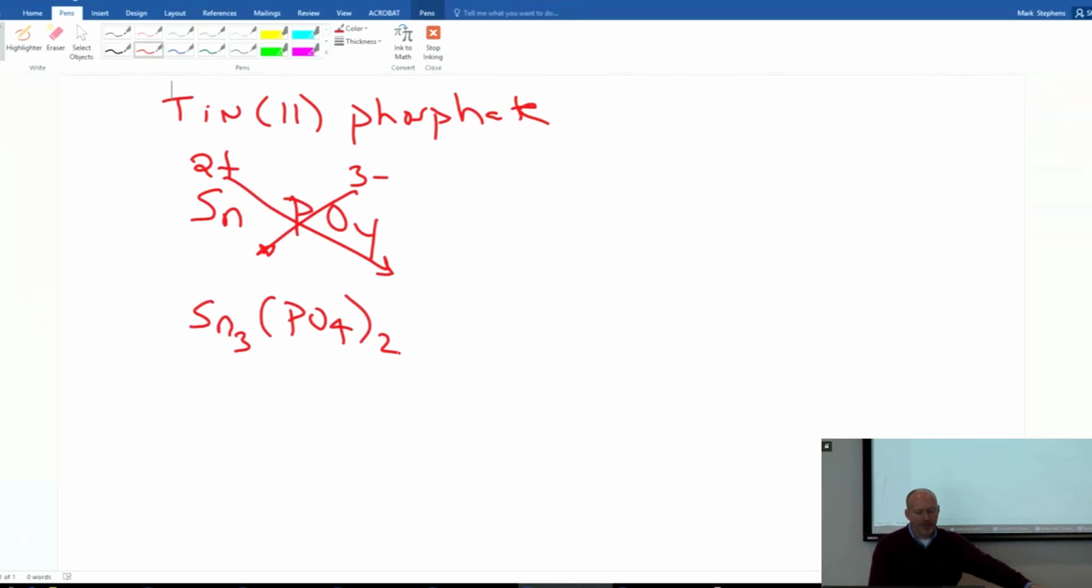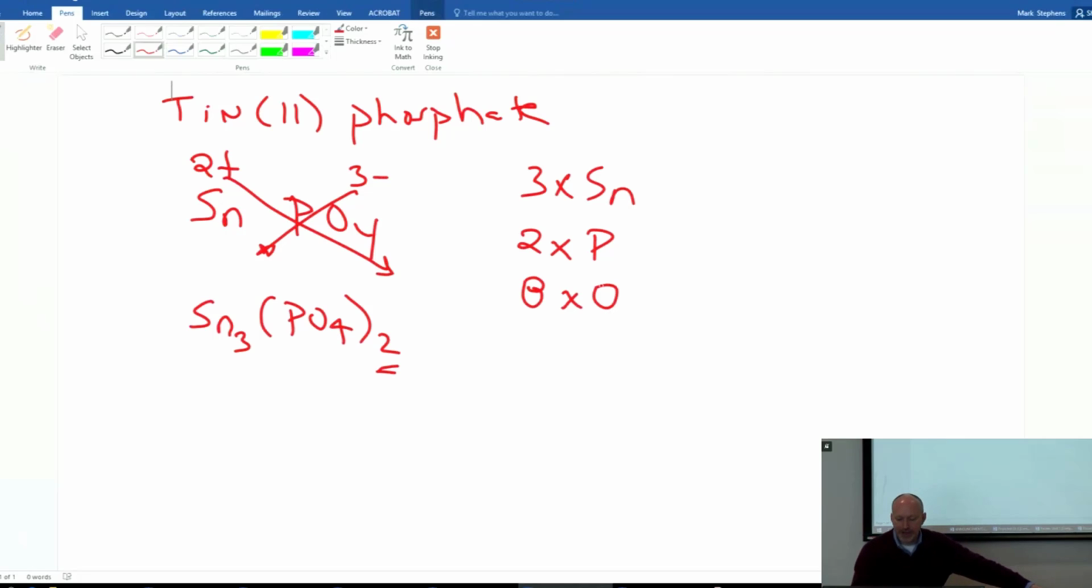Now I want to set an inventory up. So my inventory tells me I need 3 tins, whatever that is. And now when I have something in parentheses, the subscript defines everything on the inside. So I have 2 phosphorus, and I have 8 oxygen. All right, so 3 tin, 2 phosphorus, 8 oxygen. So now I need to go to the periodic table and look up the values. For tin, I've got 118.71. For phosphorus, I'm looking at 30.97.